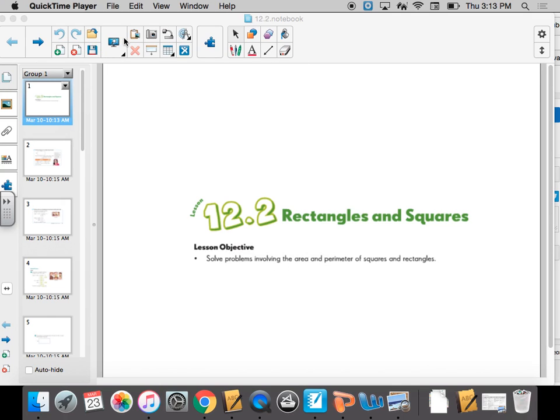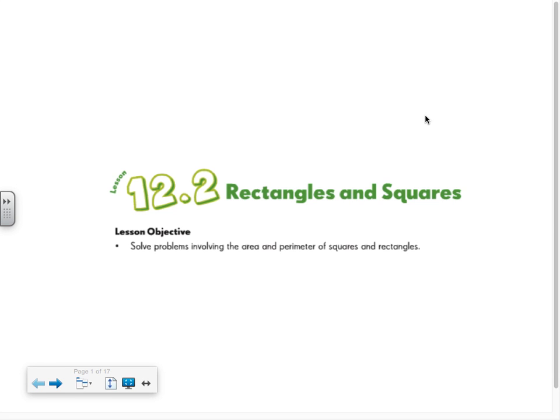Alright, this video is about 12.2, which is basically where they're going to give you problems where they give you the perimeter and you have to find the sides, or they give you the area and you have to find the sides. This video I think is just going to focus mainly on how to work backwards. If they give you the perimeter, how do you find the different sides? And then the next video will be about area.